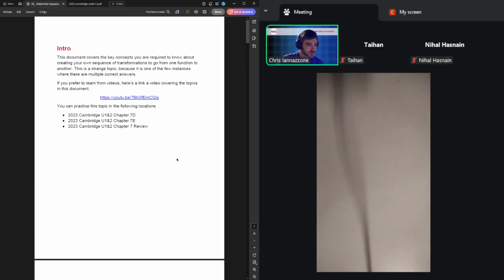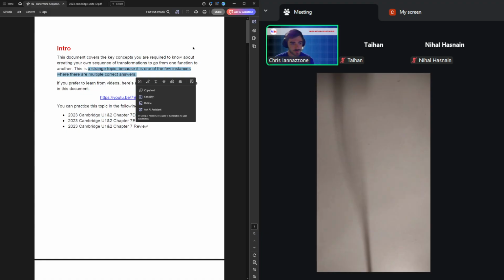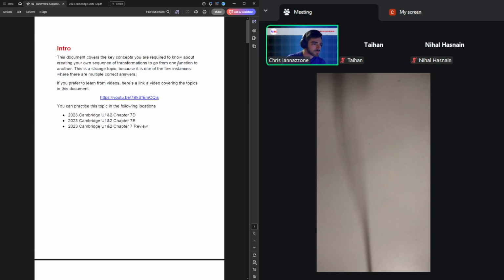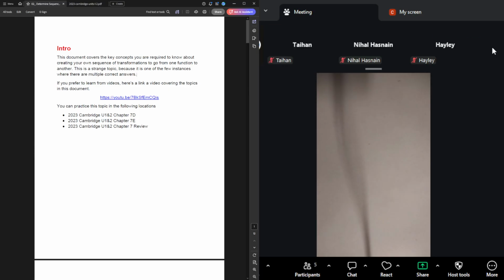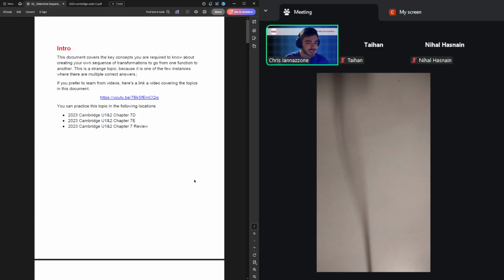One of the challenges with this particular topic is that it's one of the few instances where there are multiple correct answers. This is because there is more than one way to get from one spot to another. Like, if I wanted to move up one and right one, I could also do right one, then up one. The order in which you do things can sometimes be different, so the transformation sequences that you create may or may not be the same as what you see in the book.